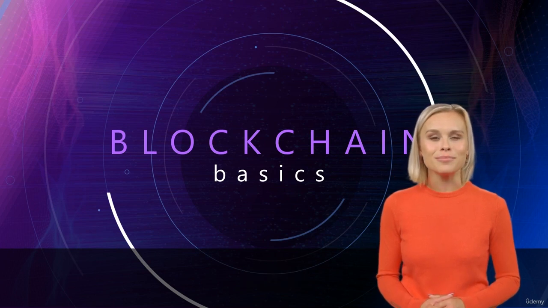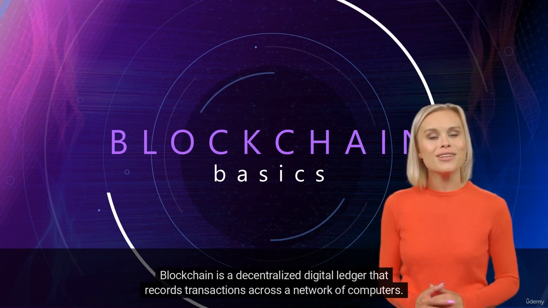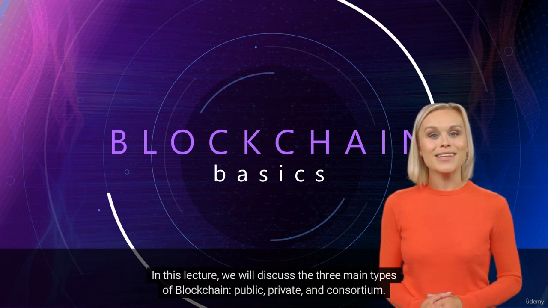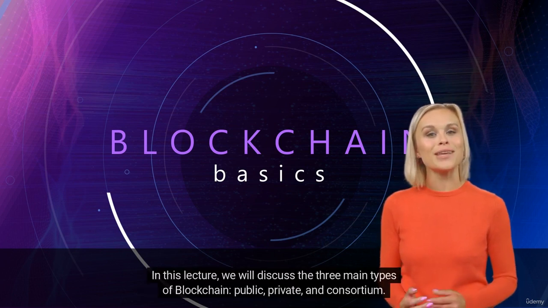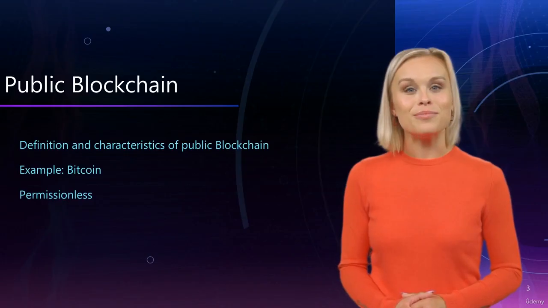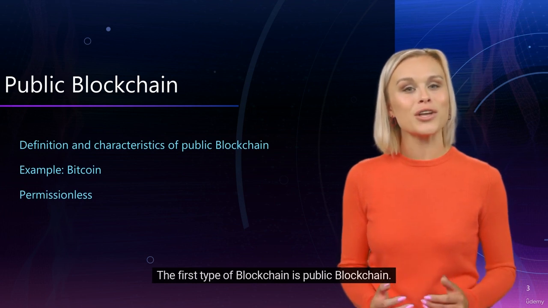As we know, blockchain is a decentralized digital ledger that records transactions across a network of computers. In this lecture, we will discuss the three main types of blockchain: public, private, and consortium. The first type of blockchain is public blockchain.